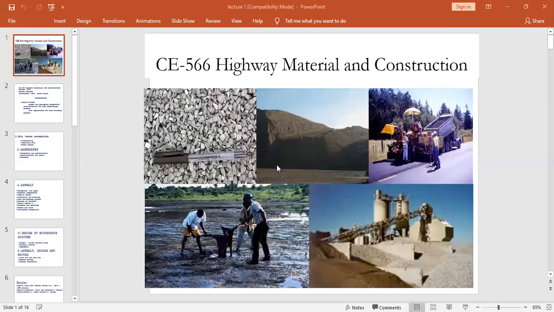So these are the things, and obviously these lectures will be supported by the handouts and the class notes, the PowerPoint presentations, and that will be shared in your classroom folder. I'll try to do it just before your lecture day.